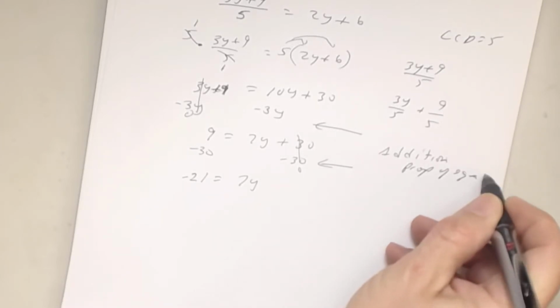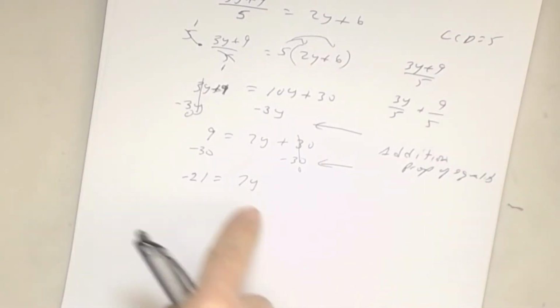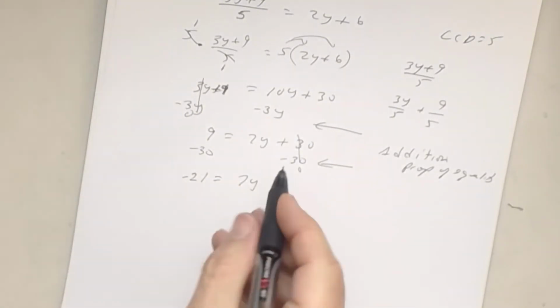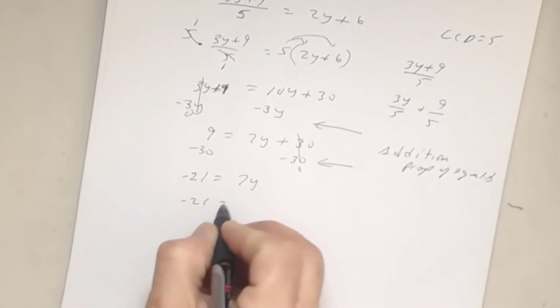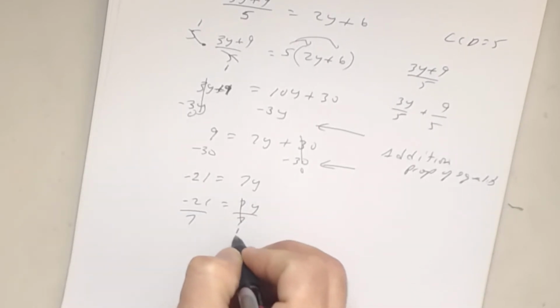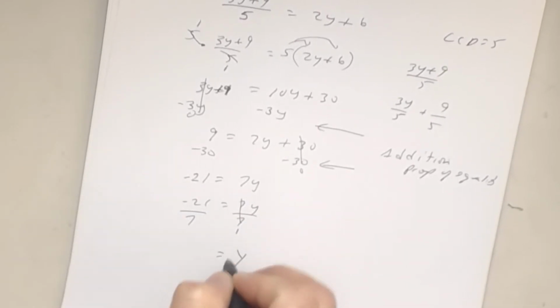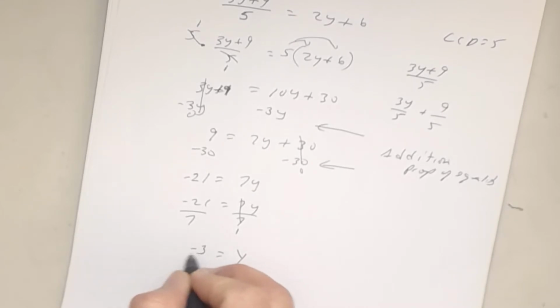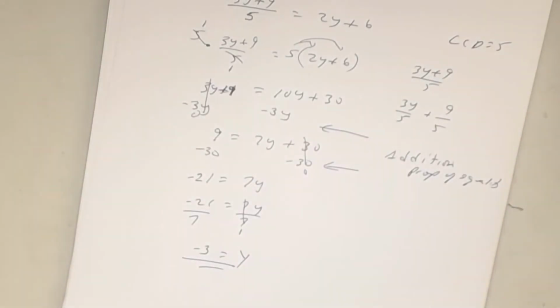And now I'm using step 4. So step 4 is to get the variable by itself. So I'm going to divide both sides by 7. So that's the multiplication property of equality. 7 divided by 7 is 1. 1 times y is y. Equal. And what's the answer? Negative 3. So that's your solution. The solution is negative 3.